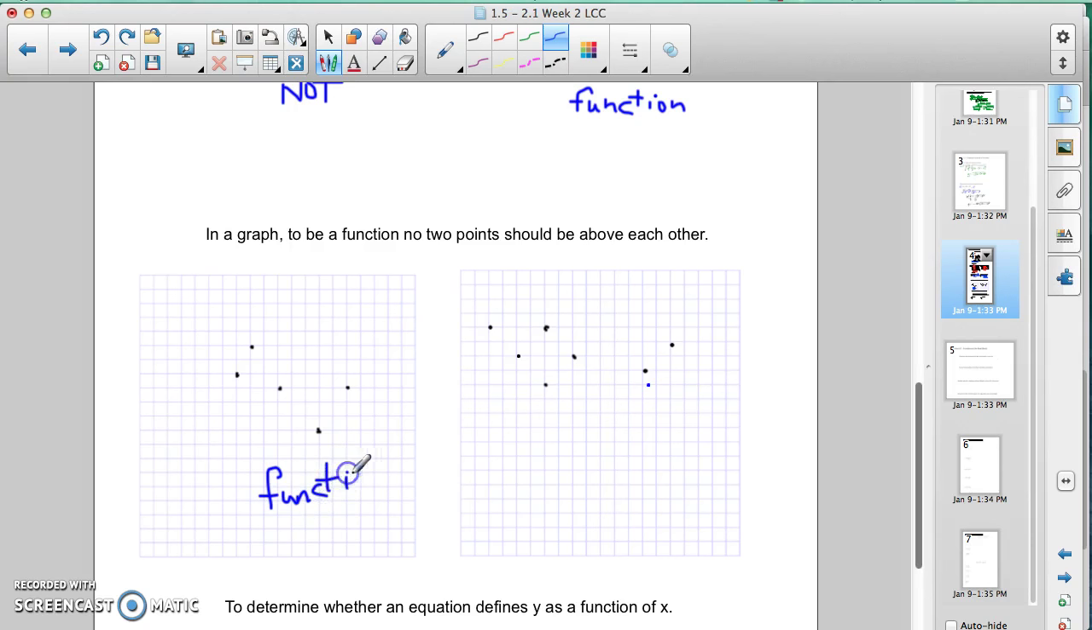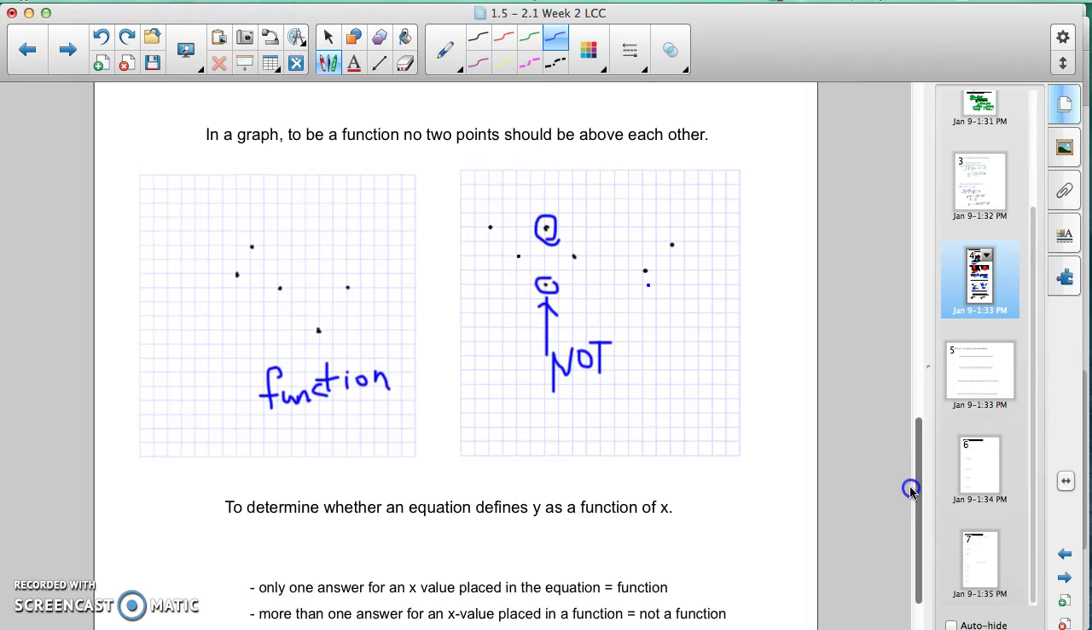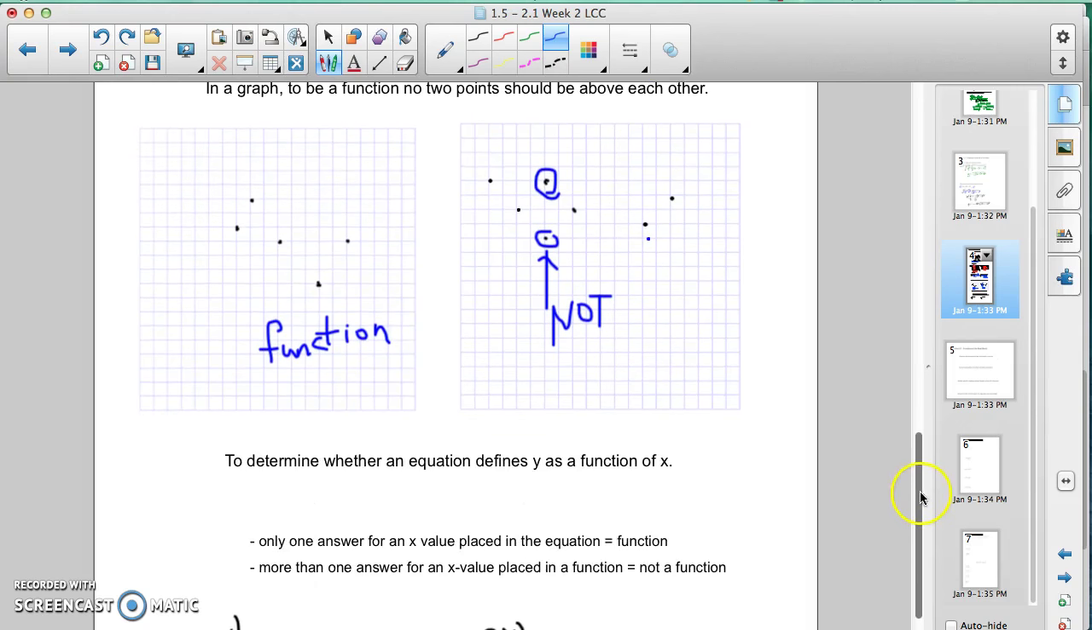When we run into a problem is when we have the same x value being mapped twice. Here's our problem in this one. This x value has a mapping right here on a y and a mapping right here on the y. So it has the same x value but there's two different y values. So this is not a function. So anything that's mapped above each other is not going to be a function there because it's giving you two different answers for the same x.